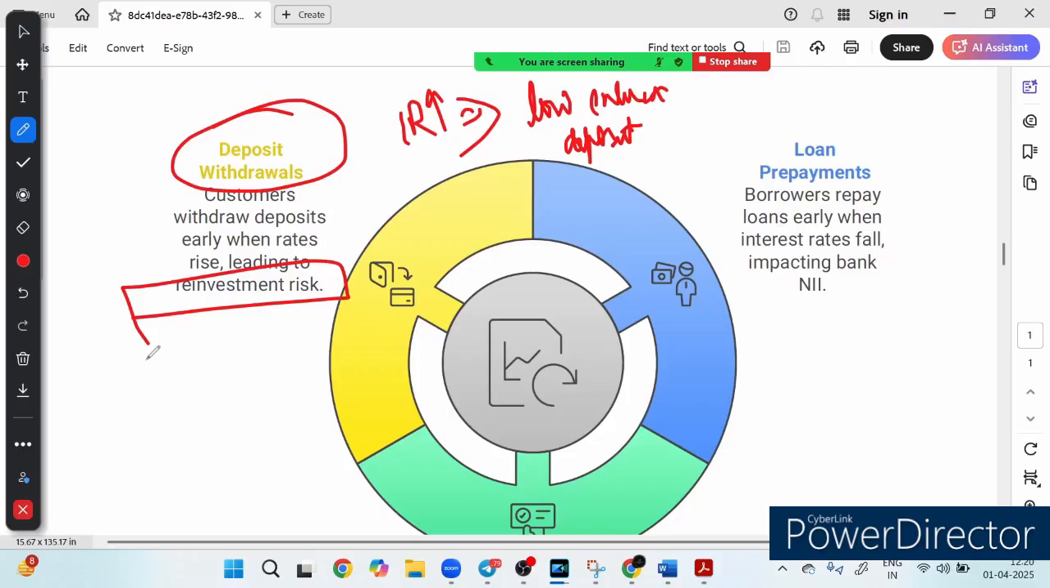Suppose you have invested in an FD and this FD gives you just 5%, and now suppose the interest rate has risen. So you will withdraw the amount and reinvest it elsewhere. This forces the bank to reinvest at a higher rate, leading to reinvestment risk.